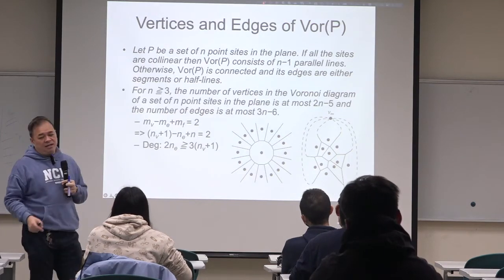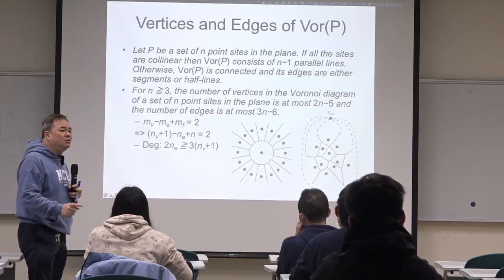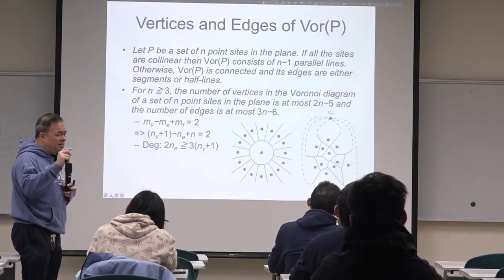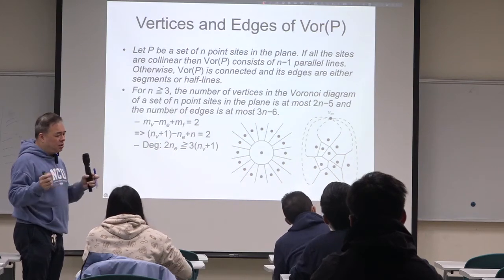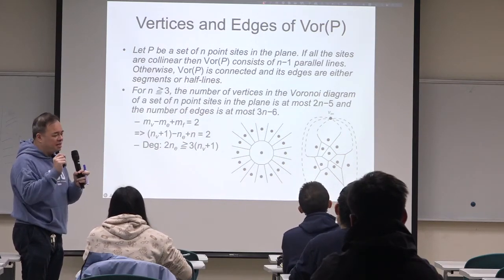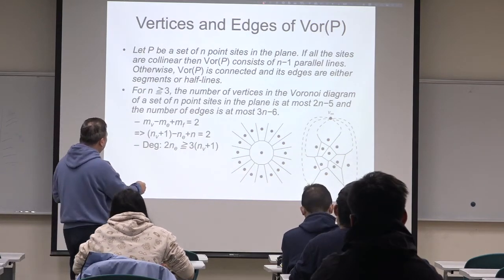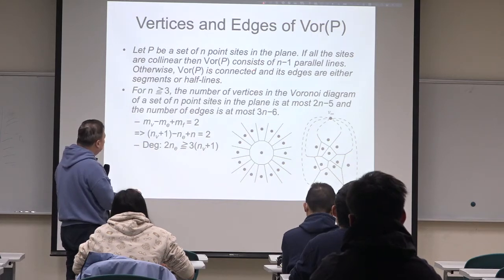If it is not the case, if all the points are not collinear, you just need to have one point that is not on the same line. You don't need to be very complicated. Just one point that is not on the same line, then the Voronoi diagram will be connected, and its edges are either segments or half lines.